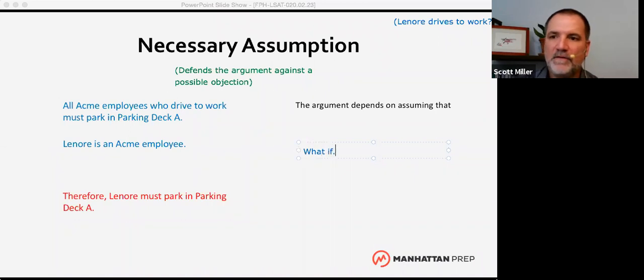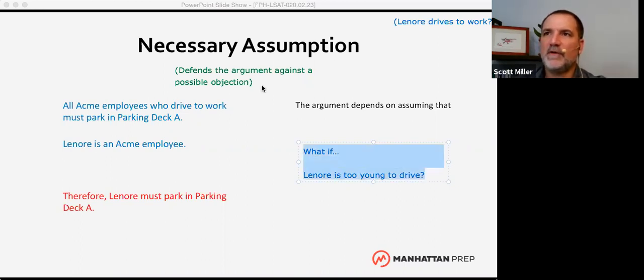A good objection might start with what if. What if Lenore is too young to drive? Well, that's going to ruin our argument, isn't it? Because in order for this argument to work, we have to assume that Lenore drives to work. If she's too young to drive, then this argument falls apart. Yeah, she's an Acme employee, but mom drives her to work or she takes the bus or whatever, right? So we don't know that she drives to work. We don't know that she has to park in the parking deck.